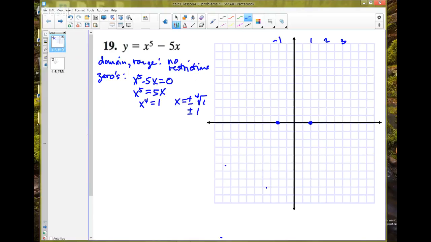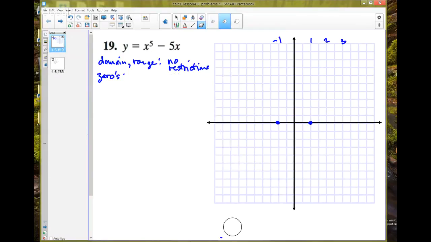Where else will it equal 0? If you go back, I didn't show it, but we could have factored this too. I could have taken an x out, and that's what I probably should have done. You know what? I made a mistake on that. Let me go back and do the zeros thing again. Sorry about that. I should have factored it right away.